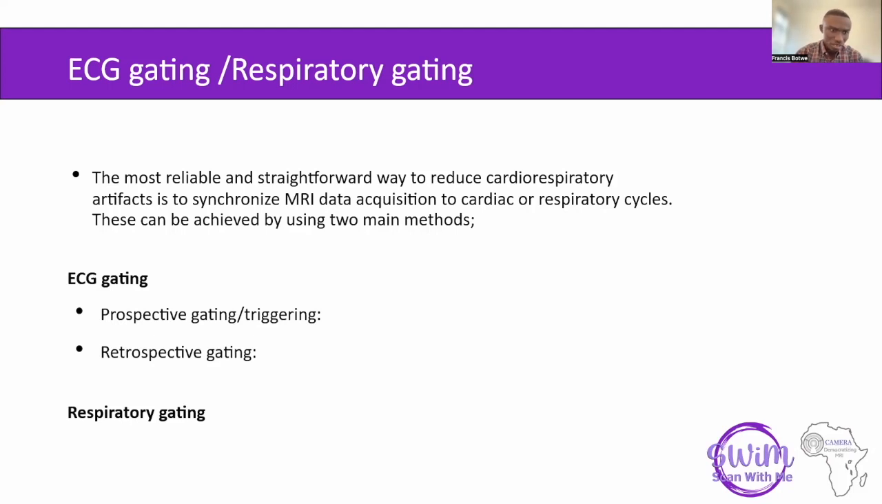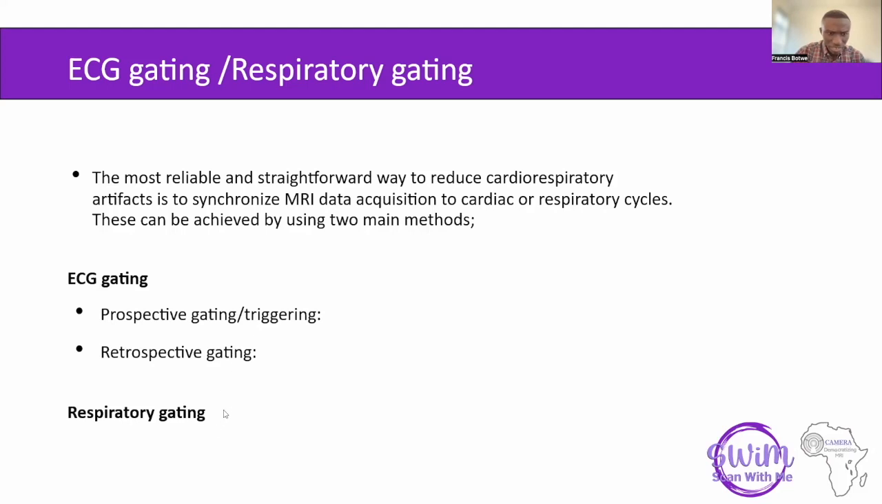And one of them is ECG gating. So we are trying to synchronize the MRI data acquisition with the signals from ECG so that we try and acquire images at particular times within the heartbeat. So when you talk about the ECG gating, we have two types. We have the prospective gating or triggering. Then we have a retrospective gating.